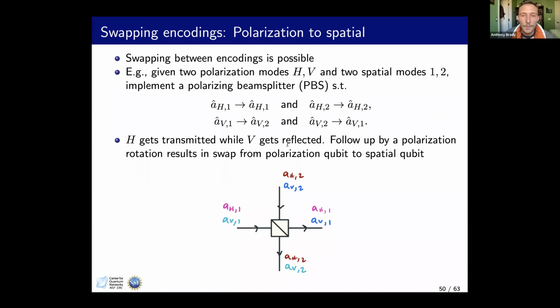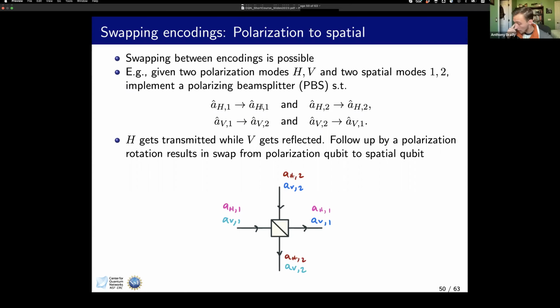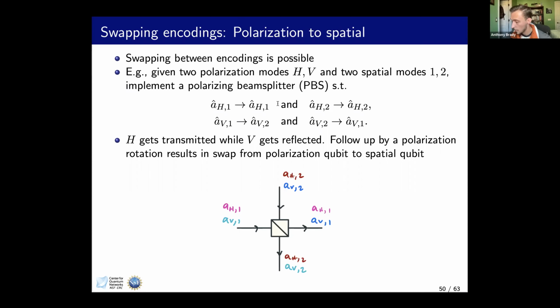Okay, so we can swap encodings, and what you can do is, for example, swap from polarization to spatial. One way to do this is through a so-called polarizing beam splitter that does the following transformation. Let's say we have two spatial modes, 1 and 2. And a polarizing beam splitter does the following: if you're H, you go through, and if you're V, you get reflected.